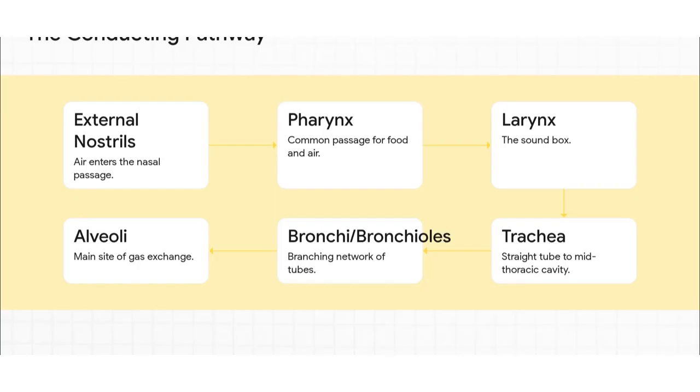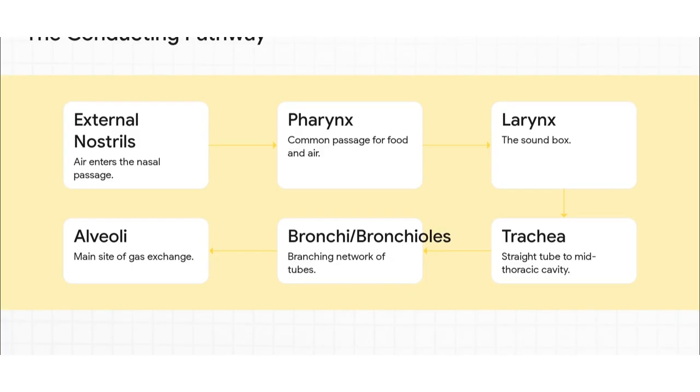Okay, so the journey starts with our external nostrils, and from there, the air enters the pharynx. Now remember, pharynx is a common passage for both food and air. फिर आती है larynx, our sound box, followed by the trachea, which then divides into bronchi and even finer bronchioles. And the final destination, the alveoli. बच्चों, इस पूरे path का सबसे important point ये है कि alveoli is the only main site for gas exchange.